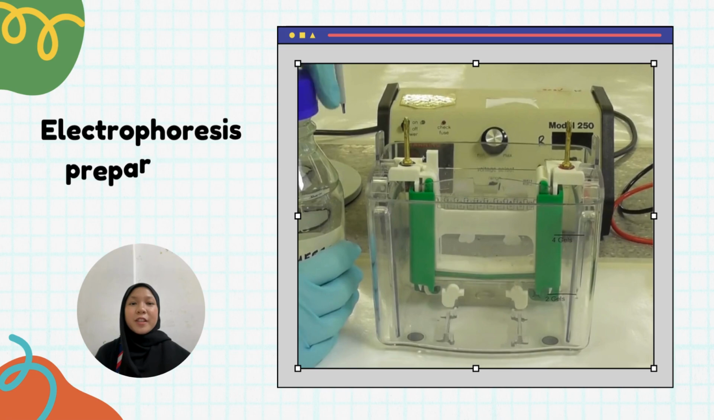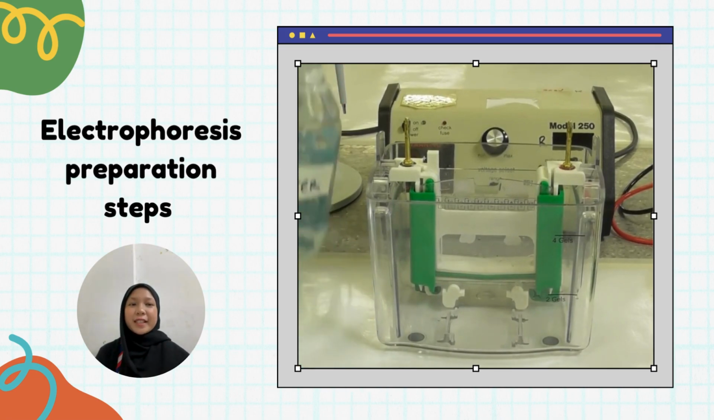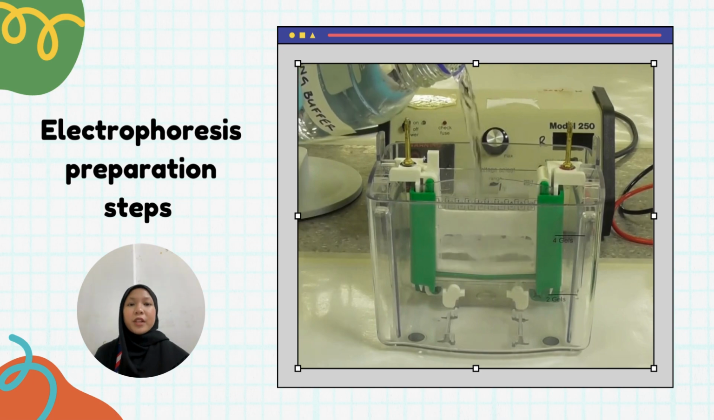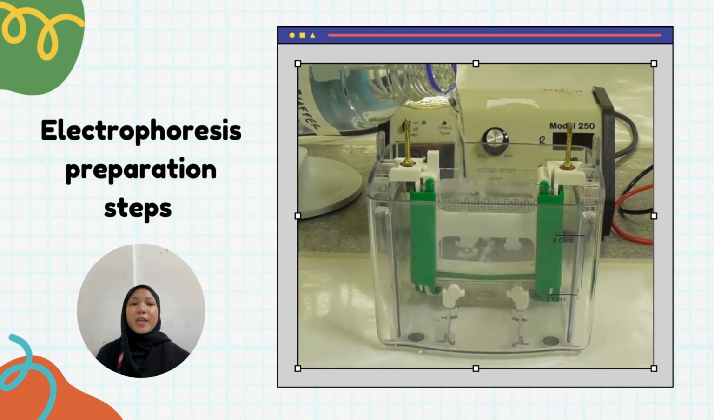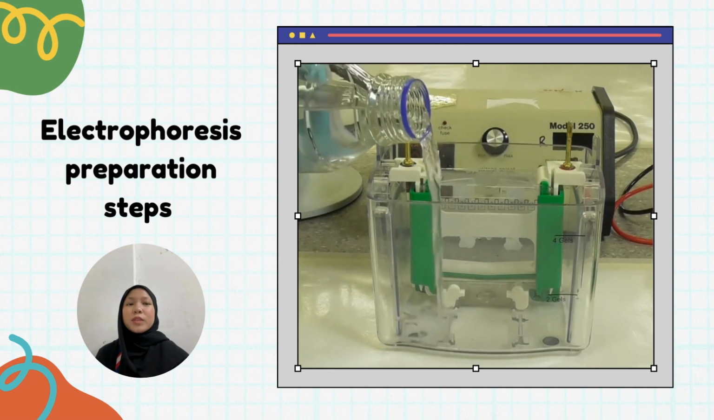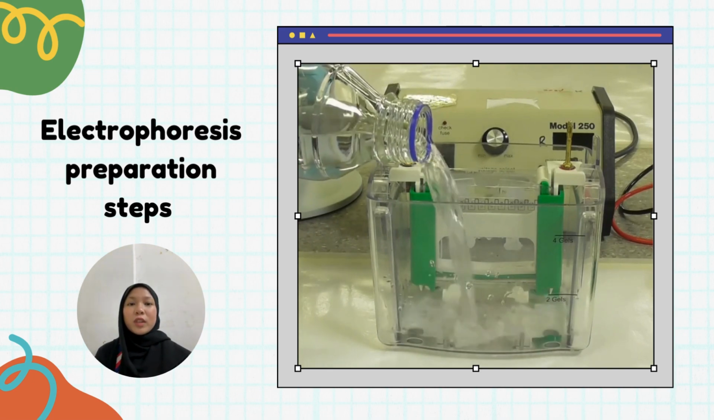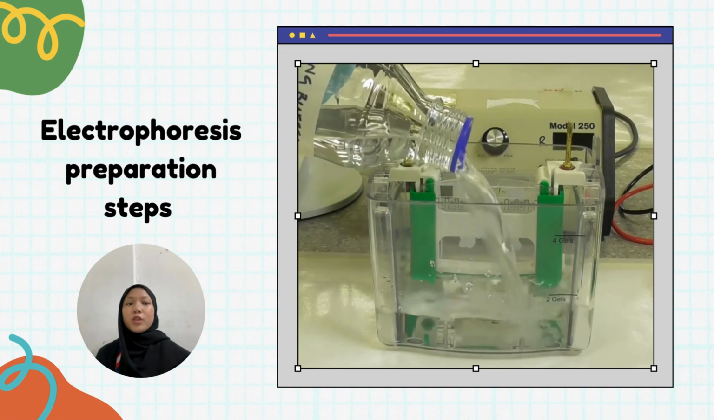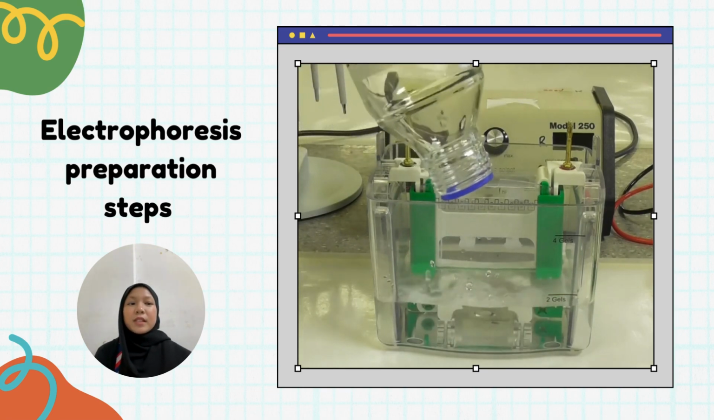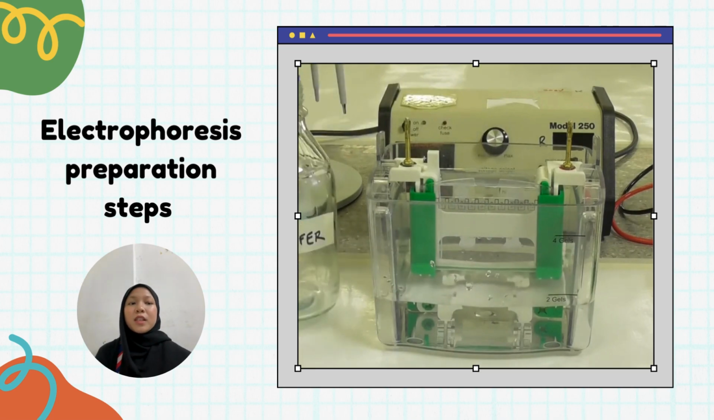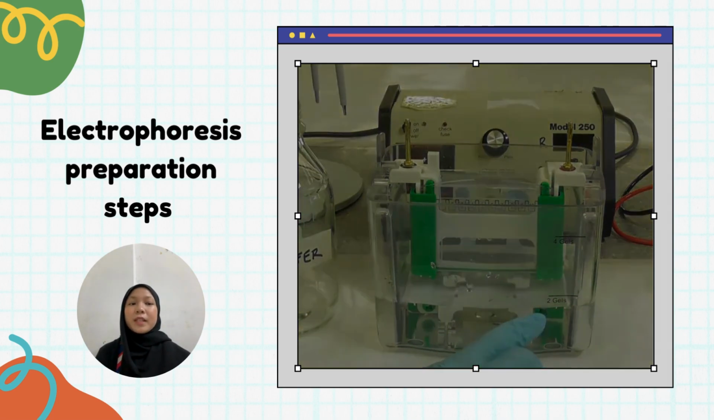The inner assembly forms an inner chamber inside of the tank. Fill the tank with running buffer to the top and fill the outer chamber approximately to the two gel lines. Usually, 20 microliter of sample is loaded using a micropipette. The sample is slowly dispensed into the well between the two gel plates.